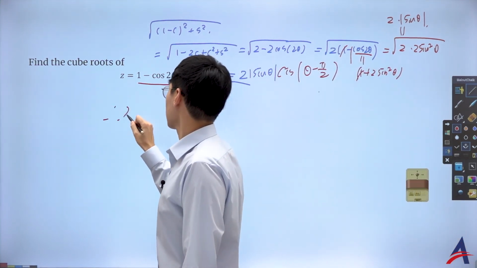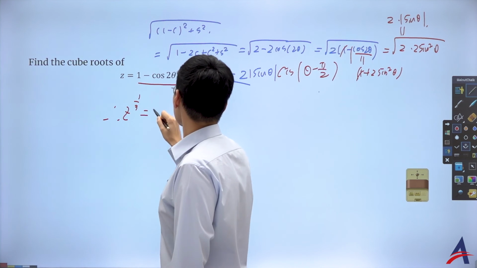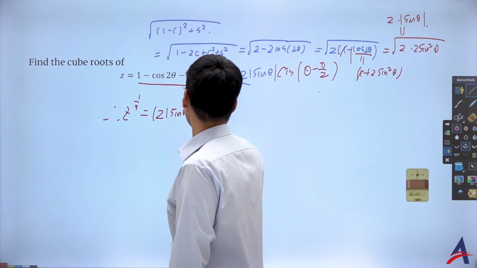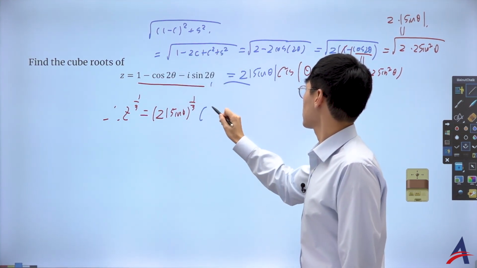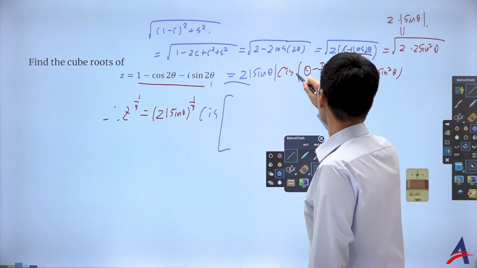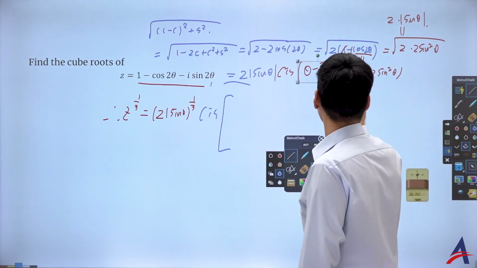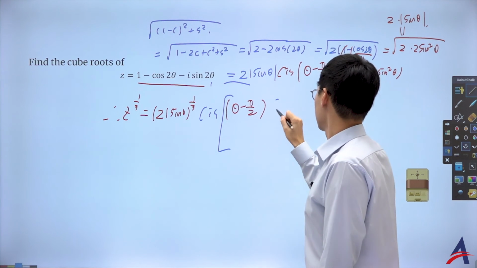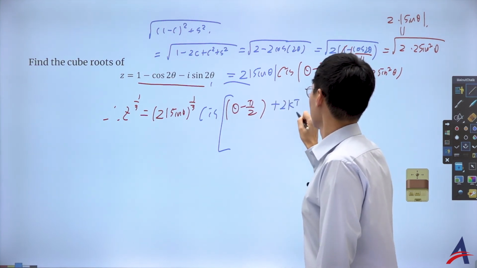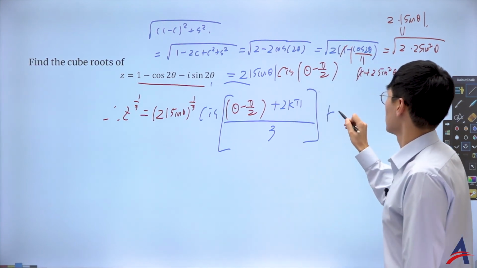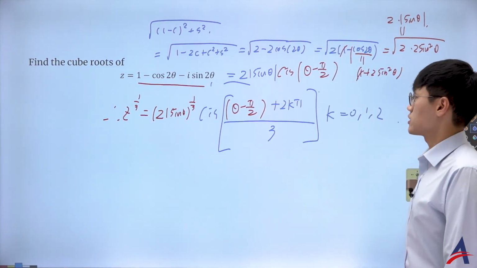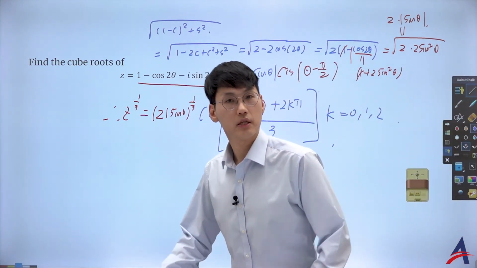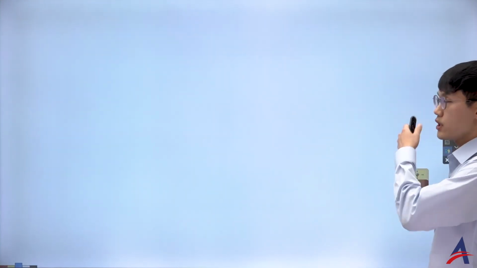Therefore, z to the power 1 over 3 is going to be the modulus put into the cube root, so it's 2 absolute value of sine θ to the power 1 over 3. And then for the argument, that's going to be cis of the initial argument like that, plus 2kπ, all over 3. And then you let k be 0, 1, 2. Those are going to be the distinct roots of unity of that form. So make sure, my friend, you're comfortable converting between the Cartesian and polar form, especially using a lot of trig identities.